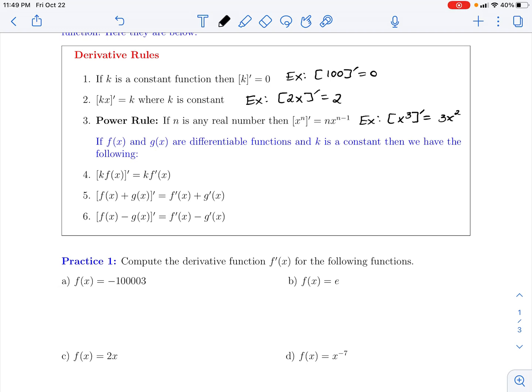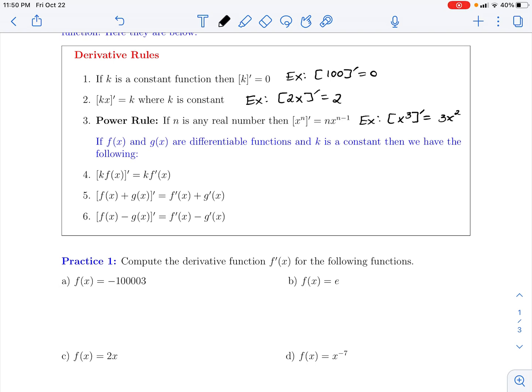Then 4 through 6 is just saying that if I have two differentiable functions f and g and k is a constant, then we have the following. If you have a number times a function, then the derivative of a number times a function is equal to the number times the derivative of the function. And 4 and 5 are basically just saying that if you have a sum or difference of functions, the derivative of the sum or difference of those functions is just the derivative of the first plus or minus the derivative of the second.